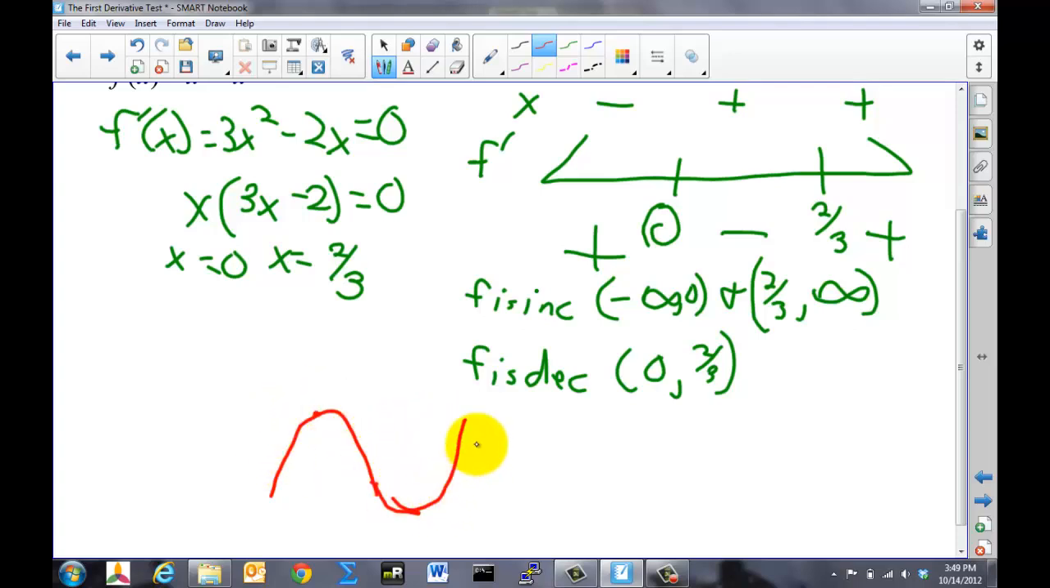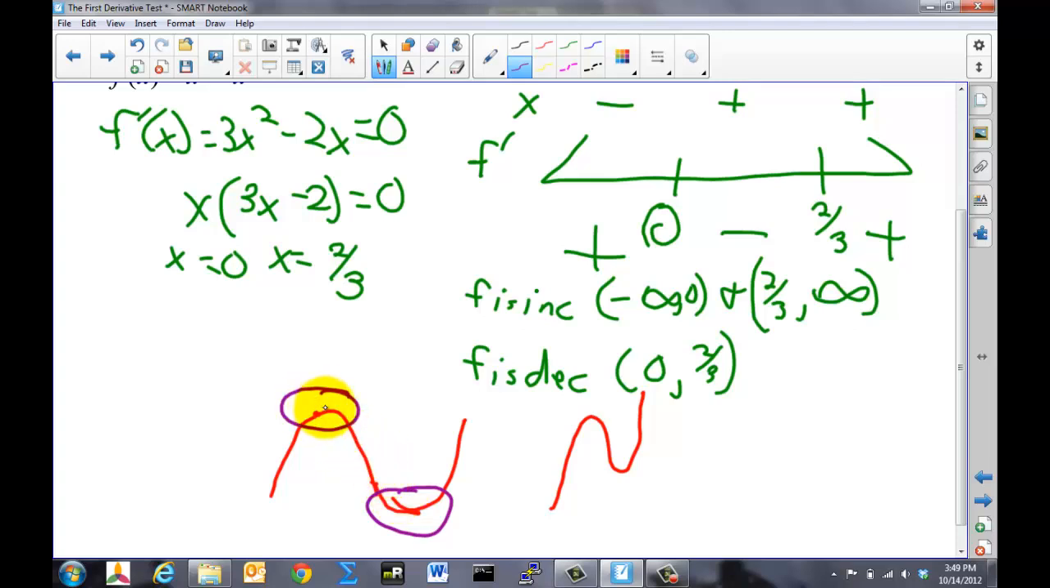Now we don't know that the function looks exactly like this. I mean, it could be something that goes way up and then comes down just a little bit and goes back up, or it could be a multitude of different things. But one thing we do know is that at 0 the function is going to have to look something like this, and at 2/3 the function is going to have to look something like that.